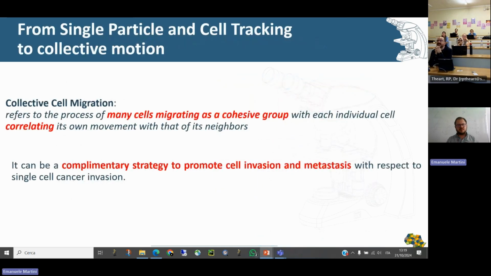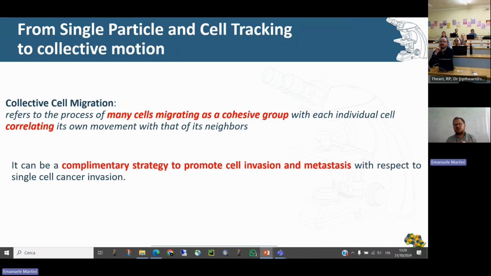Now, in the next longer part, we will explore something different, something related but a little bit different: the so-called collective cell migration. It's a complement to the field of cell tracking, but instead of studying one cell at a time, you want to find parameters and ways to study cohesive groups of cells moving. So you want to see if the cells correlate their own movement with their neighbors or not.